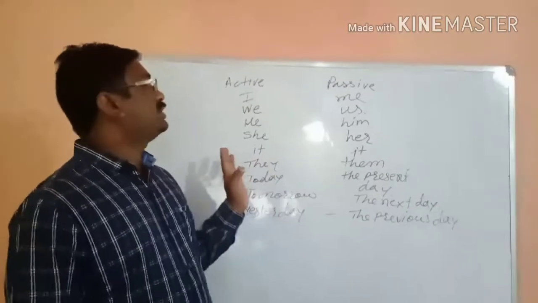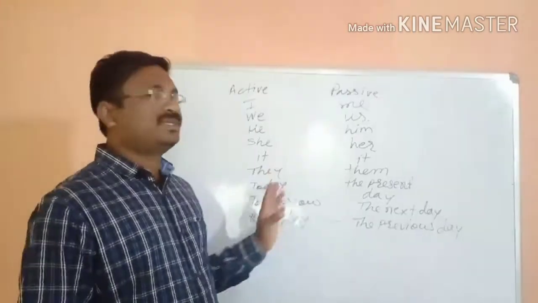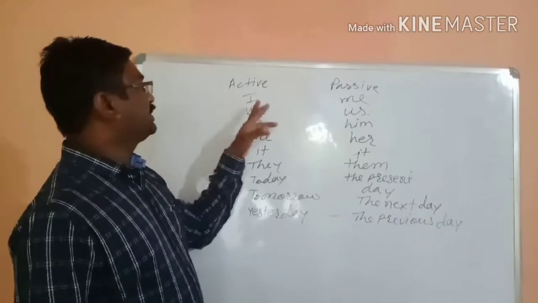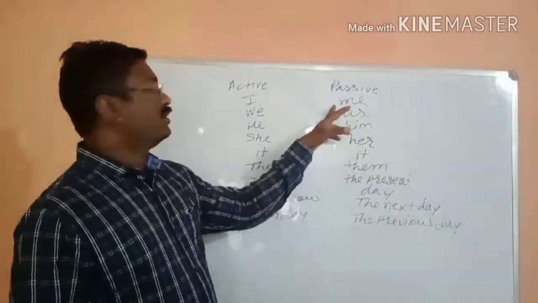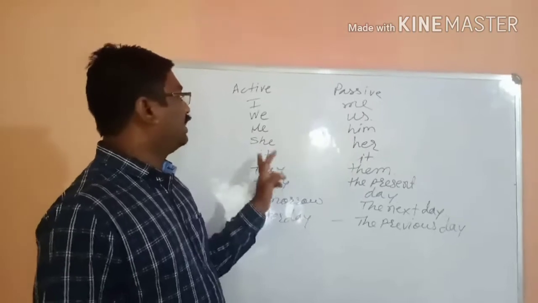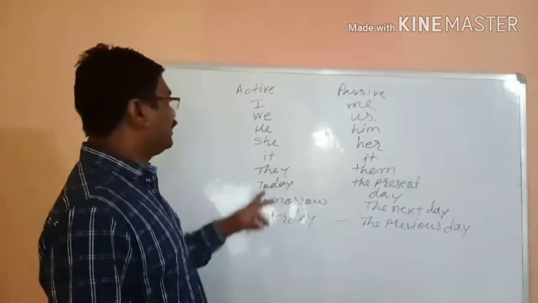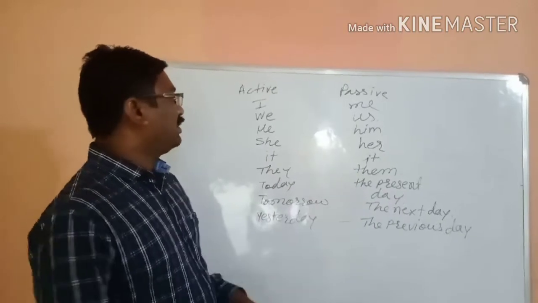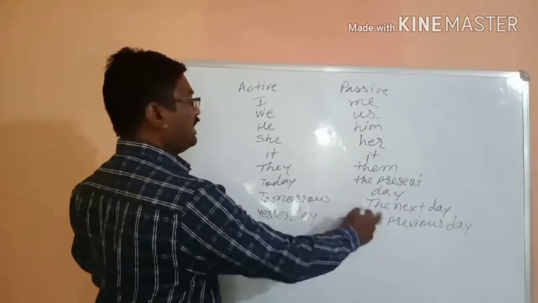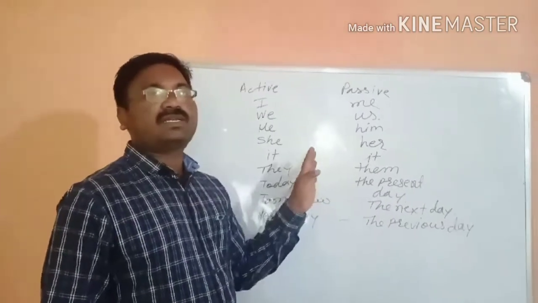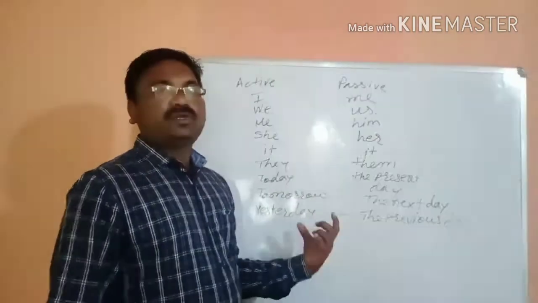So dear students, we have come to the last end of your lesson. Just see active to passive voice, some changes also. I becomes me in passive. We becomes us, he becomes him, she becomes her, it stays it. They becomes them. Today is the present day, tomorrow the next day, and yesterday the previous day. Such minor changes are there that you have to use.